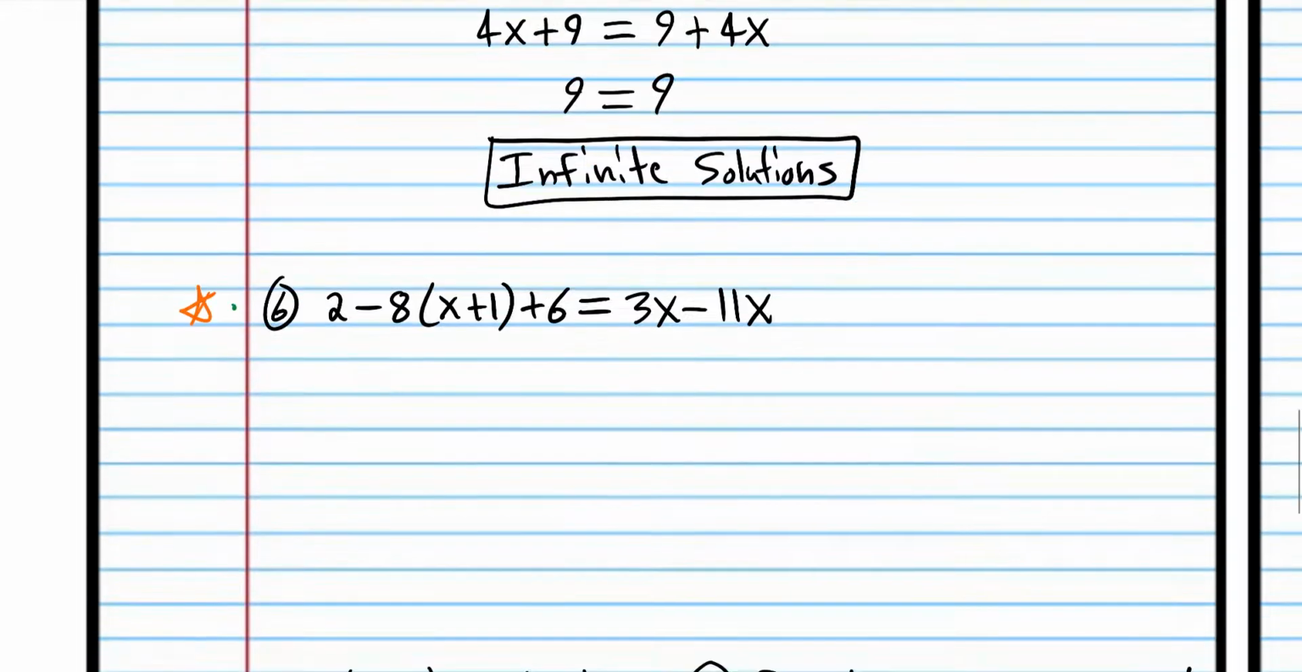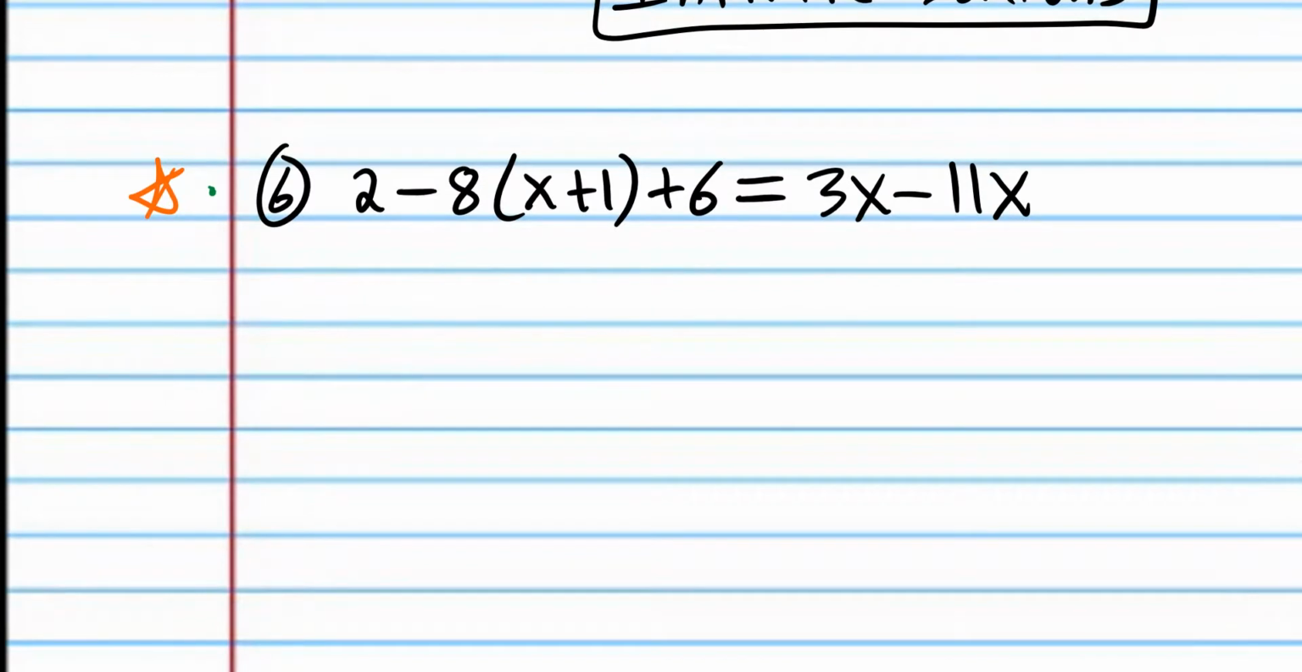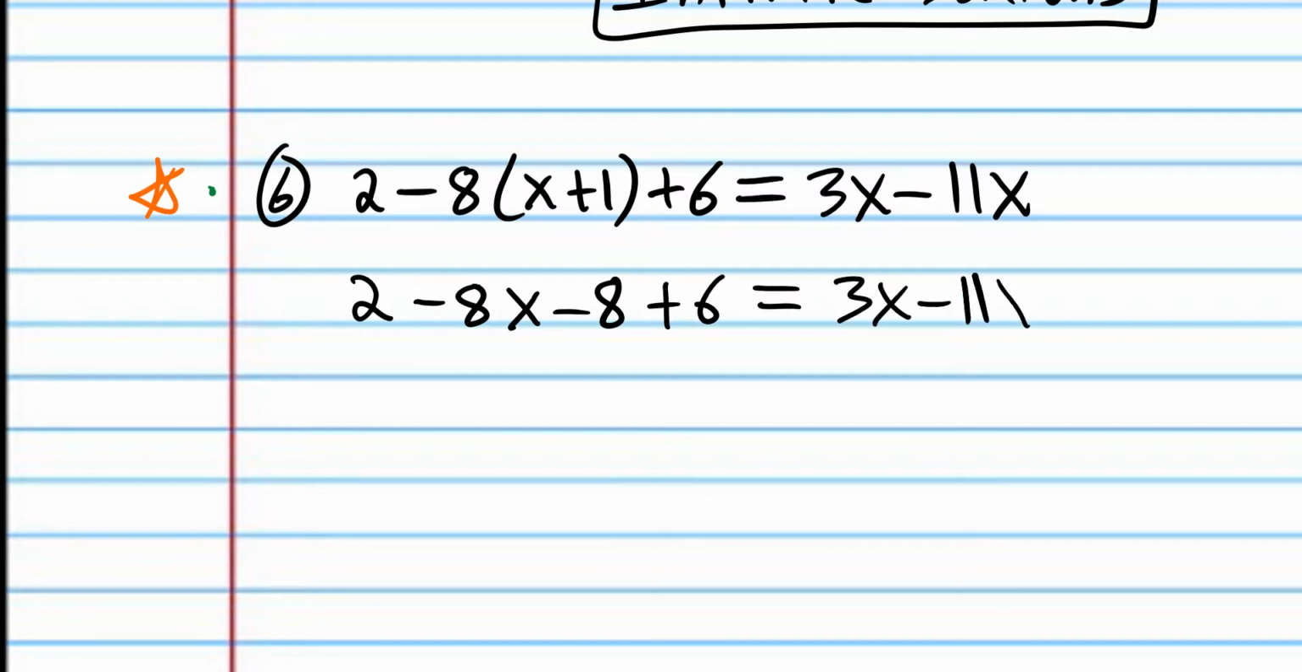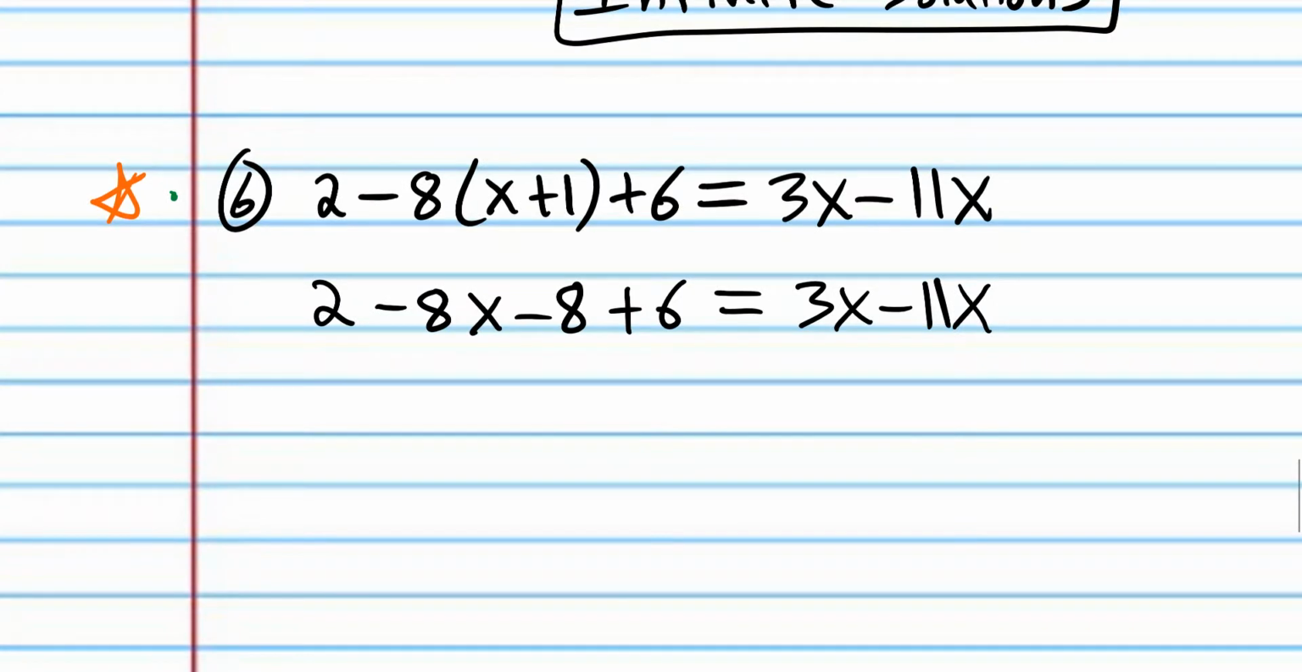All right, we're back. So we're going to use distribution to get rid of those parentheses. Whenever you have an equation with parentheses, you just use distribution to get rid of those parentheses first. Then we're going to add all the like numbers, and it looks like they all cancel out, and you're just left with negative 8x is equal to negative 8x.